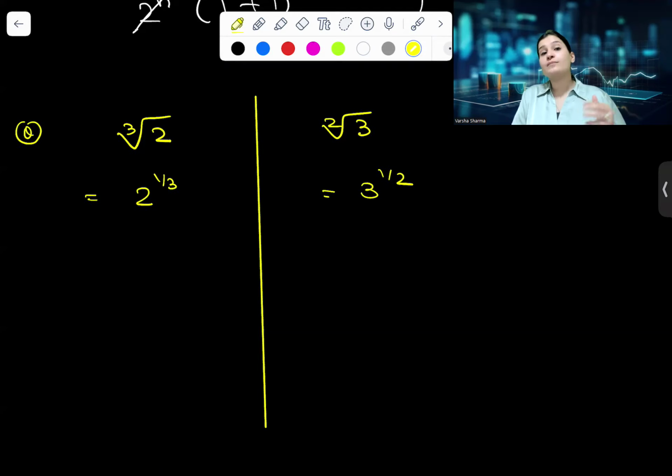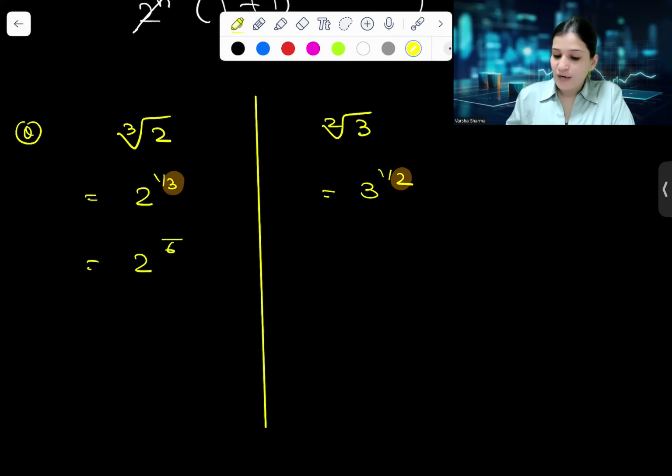So what I want is to make their power same. Here I have 3 in the denominator, here I have 2 in the denominator. What is the LCM of 2 and 3? 6. So here it is 6. So 1 by 3, if I've written as something by 6, that means I multiplied 3 by 2. So the numerator also has to be multiplied by 2. So it will become 2 by 6. 2 by 6. What will this be? 3 by 6. Multiplying both numerator and denominator by 3.